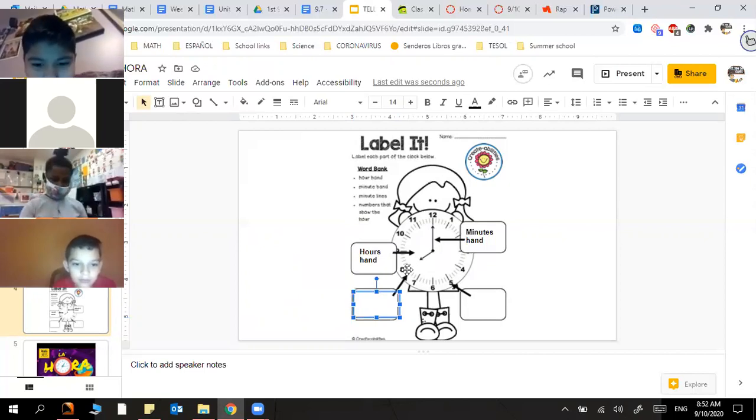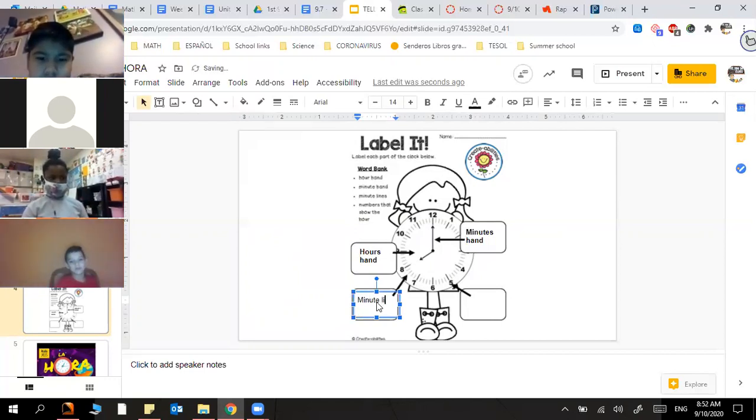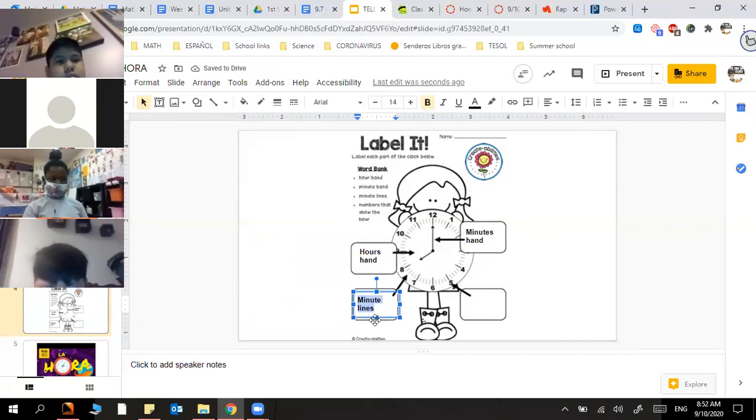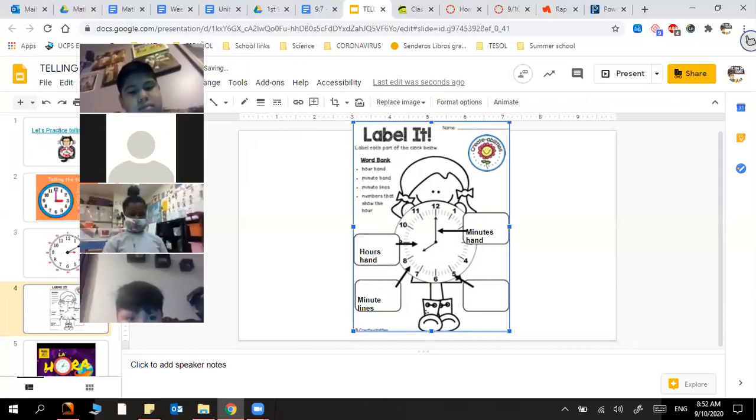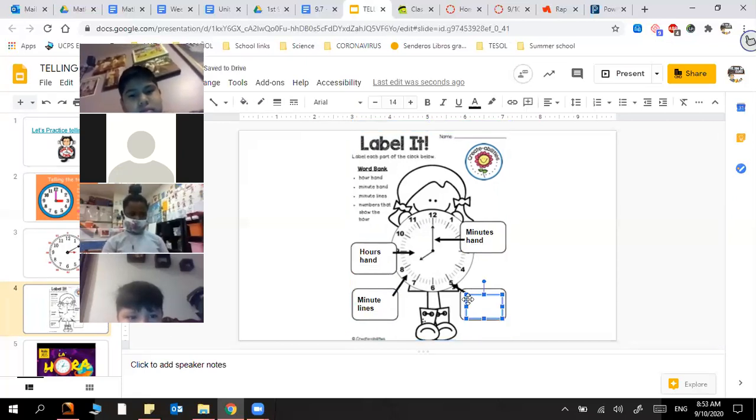Los segundos de los números. ¿Los segundos? Son los minutos. Those are the minute lines. Minute lines. Remember. Recuerden que entre cada, en medio de cada uno de estos dos hay 5, 5, 5, 5. Entonces aquí, del 7 al 8 hay 5 minutos. Del 8 al 9 hay otros 5 minutos. So there are 5 minutes between the numbers.